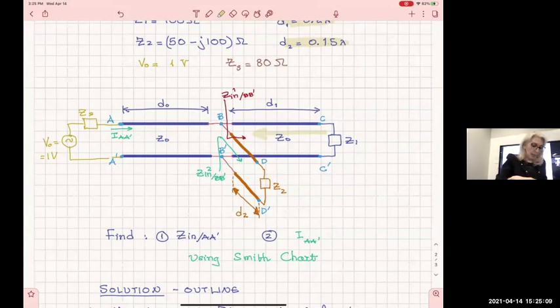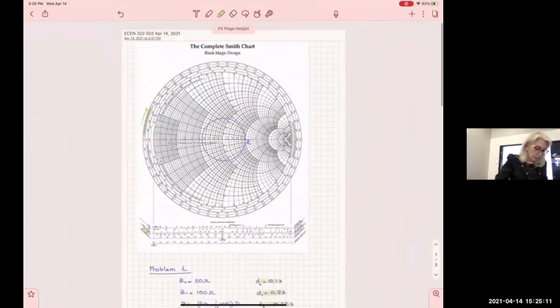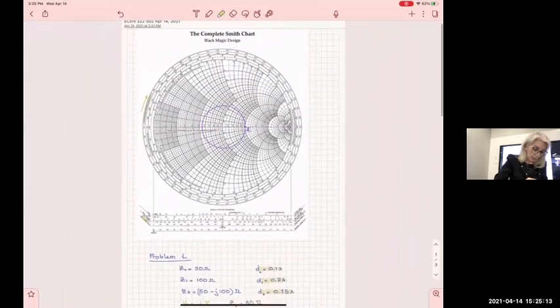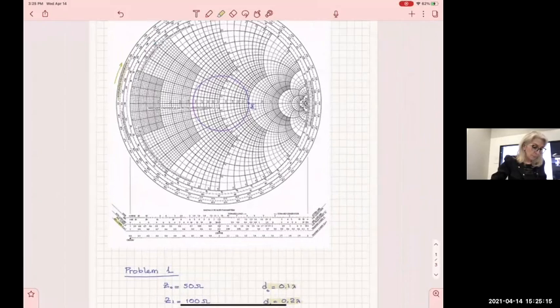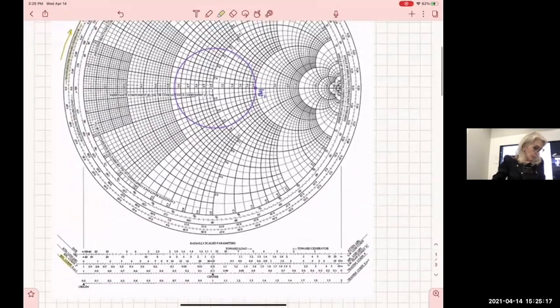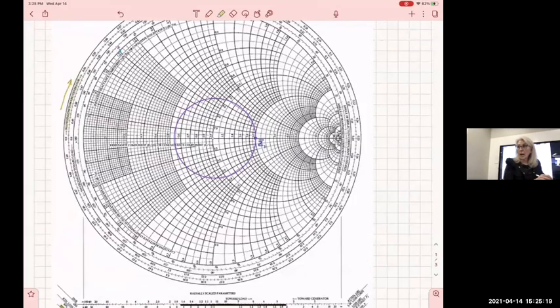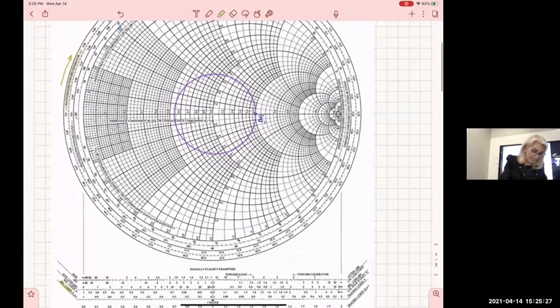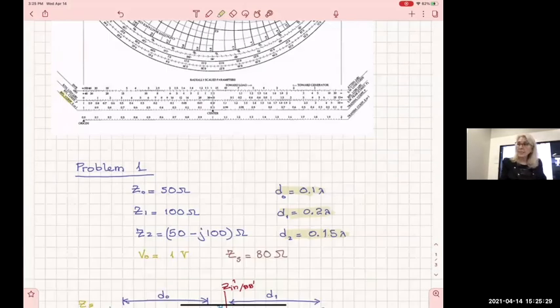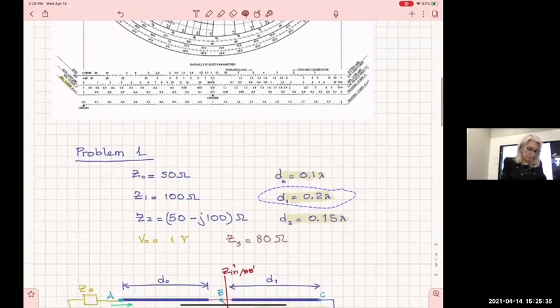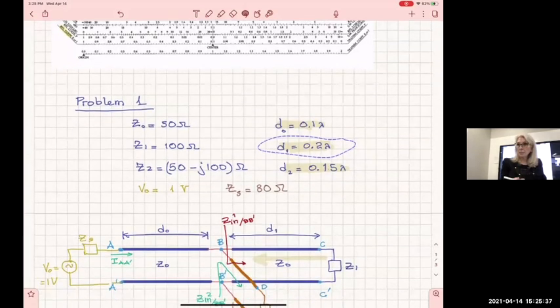So I will have to move from Z1 in this direction, clockwise, along this circle. How much I move depends on the distance. Distance D1 is 0.2 lambda. This is the length of this part of the line, 0.2 lambda.